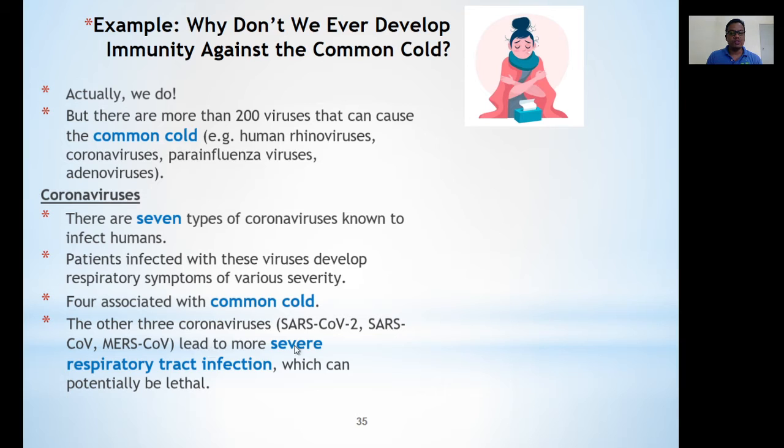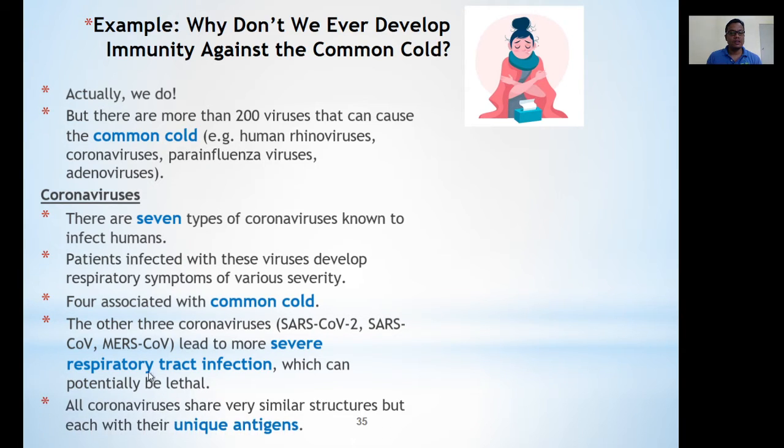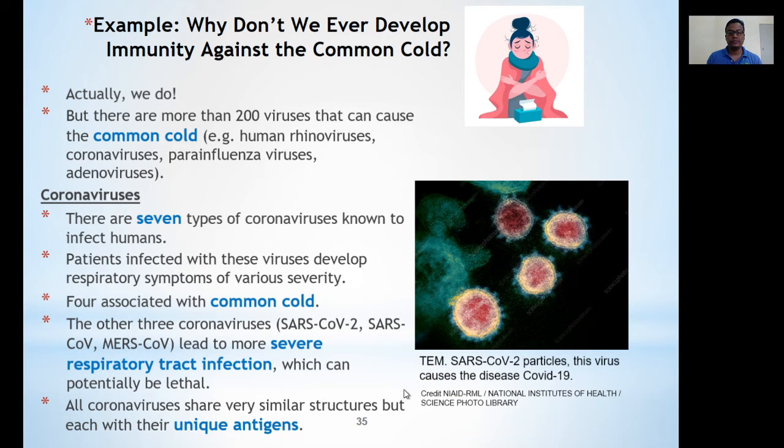These 3 types can lead to more severe respiratory tract infection, as we can observe in the cases of COVID-19, which can potentially be lethal. All coronaviruses share very similar structures, but each with their unique antigens. This is how we differentiate them into 7 types, because all of them have 7 different unique antigens on their structures. This is a transmission electron microscope image of the COVID-19 virus.